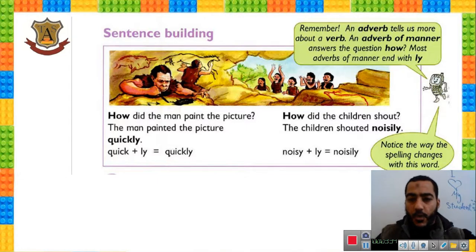What is the adverb? The adverb is a word. Moby said here, an adverb tells us more about a verb. That's right. The adverb describes the verb. Do you remember the adjective? Muhammad is good. Good is an adjective. Why? I told you that the adjective describes the nouns, and Muhammad is a noun. So good describes Muhammad, so good is an adjective.